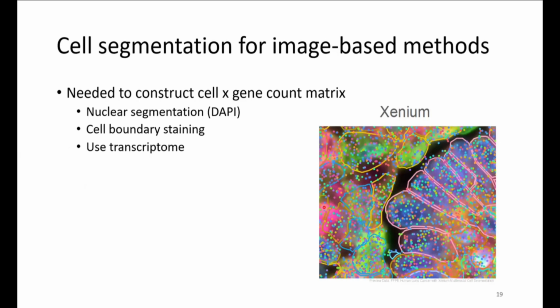Once you have that and you created your data, how do you start with pre-processing and quality control? I won't go through the very initial processing, which is already done. We are in this world where we now have images, point clouds, and shapes. One of the first steps that you need to do, and we heard about that before, is for imaging-based methods. If you want to analyze single cells, you need to segment the cells. This is needed to construct a cell-by-gene count matrix. Typically, this was done with nuclear segmentation. Now, more and more cell boundary staining kits are out there. I've never worked with that so far, but I think that's super useful. Or you can also use the transcriptome for segmenting cells.